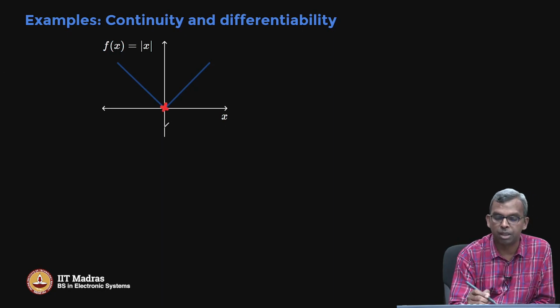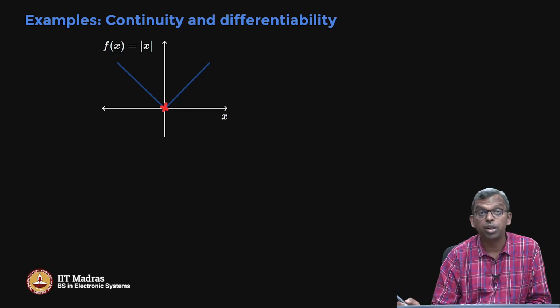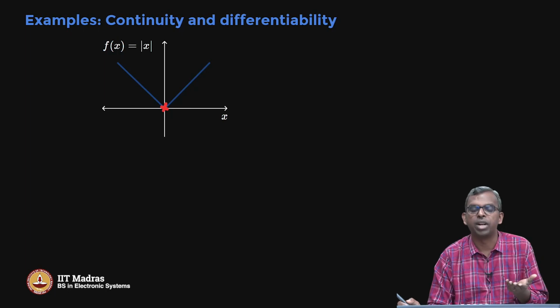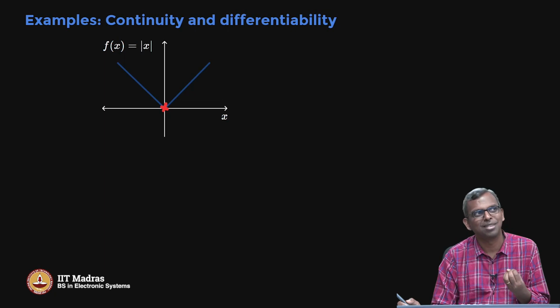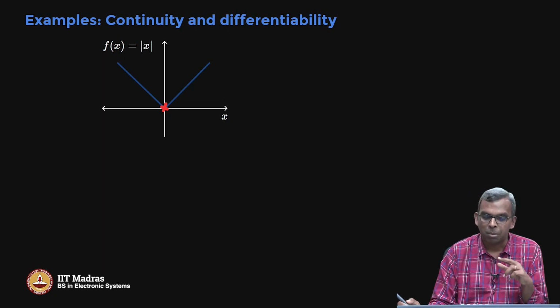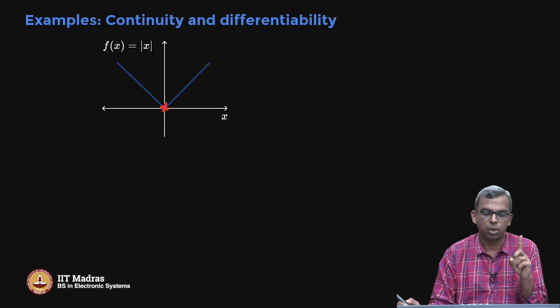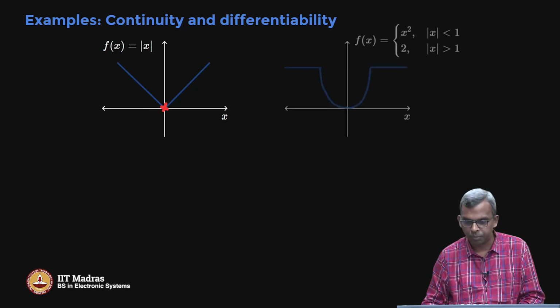It's not differentiable here. What about continuity? It's continuous everywhere. So mod x is one function which has this property, nice or not nice, you can decide: it is continuous everywhere, but it's not differentiable at 0. So that's the first graph. Let's look at the next one.